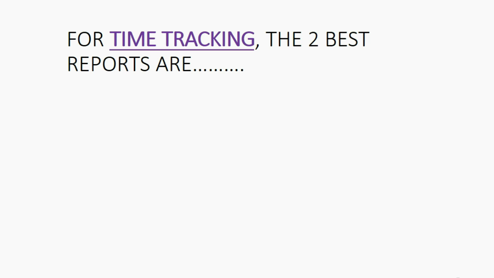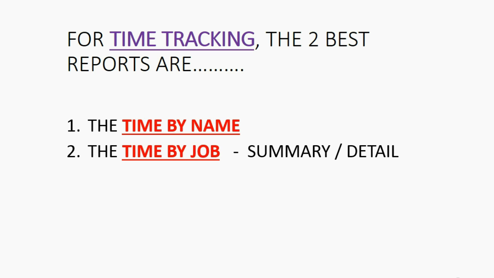For time tracking, the two best reports are the Time by Name report and the Time by Job, both summary and detail. But in this video, we will focus on the Time by Job Detail. Let's take a moment and put these reports up in the icon bar.